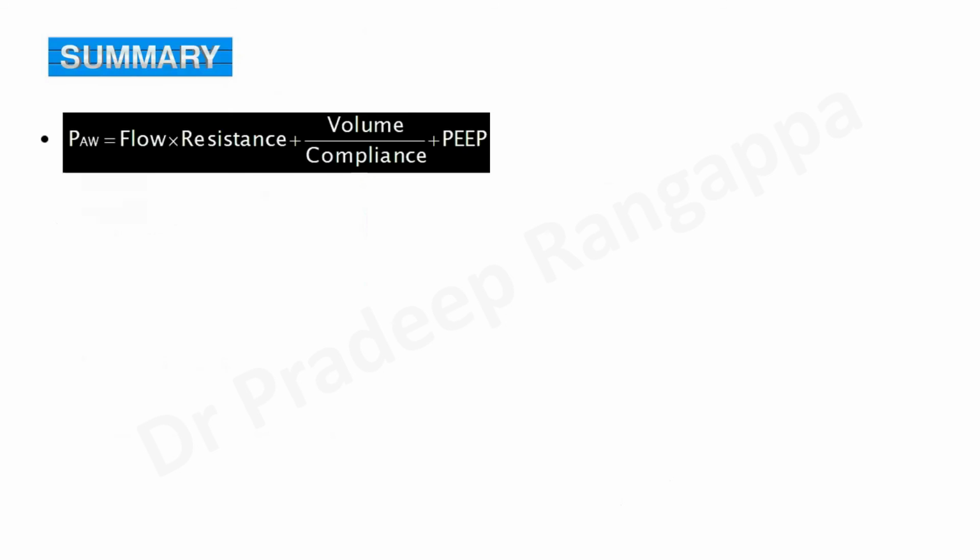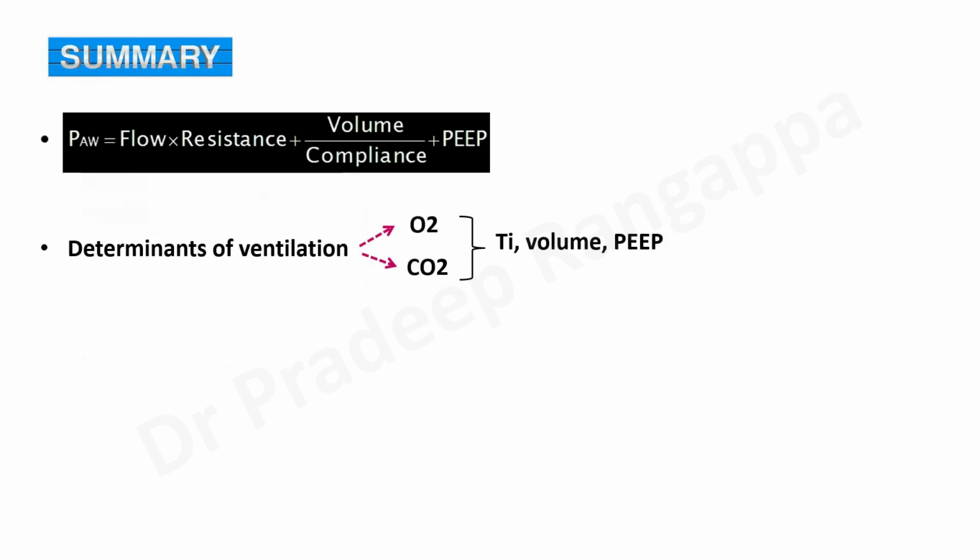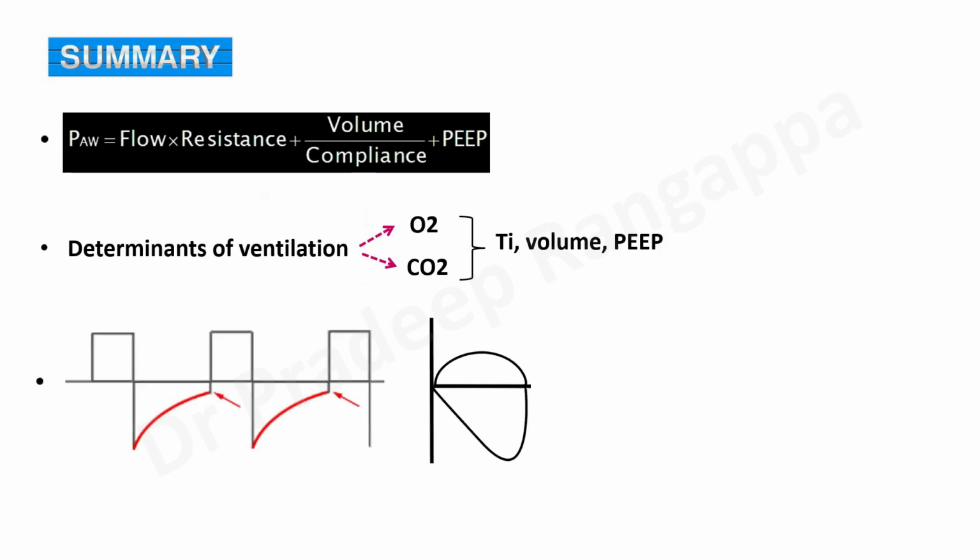So the summary is your physical understanding is your airway pressure. This formula is something very important: flow times resistance plus volume divided by compliance plus PEEP is something which you need to understand as a quintessence for ventilation. And the important determinants of ventilation is to improve oxygenation and reduce carbon dioxide. And this is achieved by tweaking these three variables: inspiratory time, your tidal volumes, and the PEEP optimization.